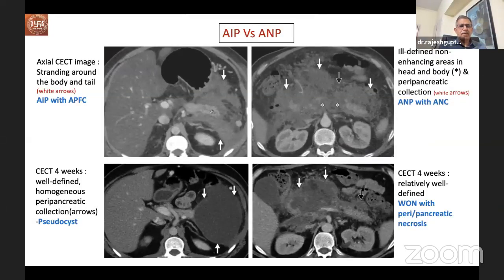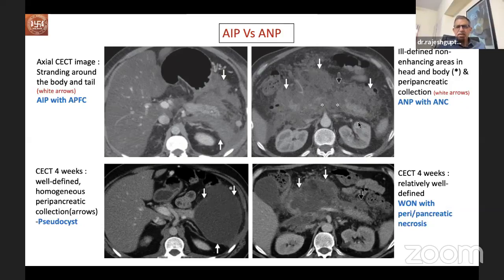So as I said, it is important to differentiate between the two morphological types, acute interstitial or edematous pancreatitis and necrotizing pancreatitis. The difference is that in edematous or interstitial pancreatitis, the pancreas would be enhancing very well. As you see, the star is around the parenchyma, but there is stranding of the surrounding peripancreatic tissues. If it occurs before four weeks, as I said, it is called acute peripancreatic fluid collection, and when it gets encapsulated, it will be called a pseudocyst.